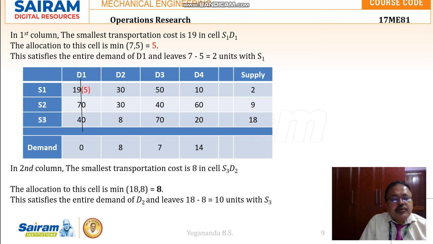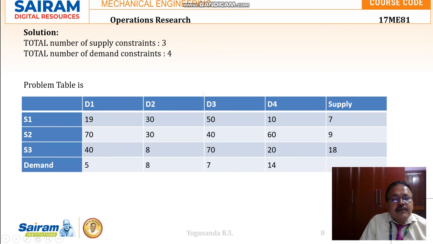If the total of demand is equal to the total of supply, then the problem will be considered as a balanced one. So here we have 5 plus 8 plus 7 plus 14. So 14 plus 7 is 21, plus 8 is 29, plus 5 is 34. The summation of supply is 18 plus 9 is 27, plus 7 is 34. So it is a balanced one.